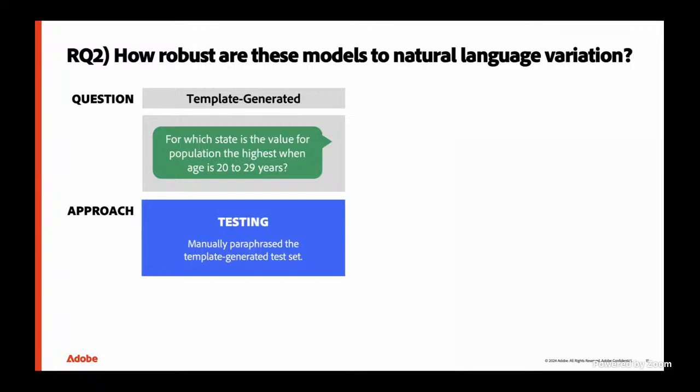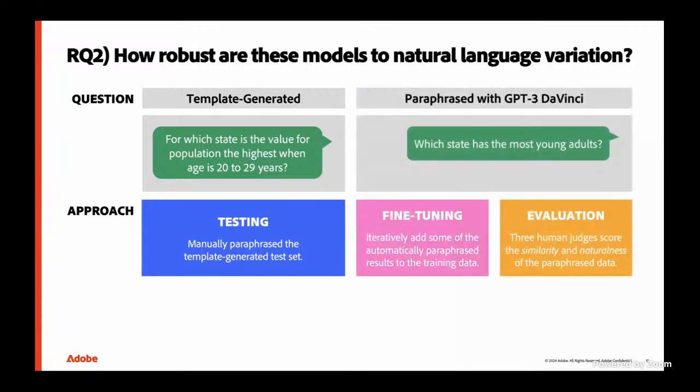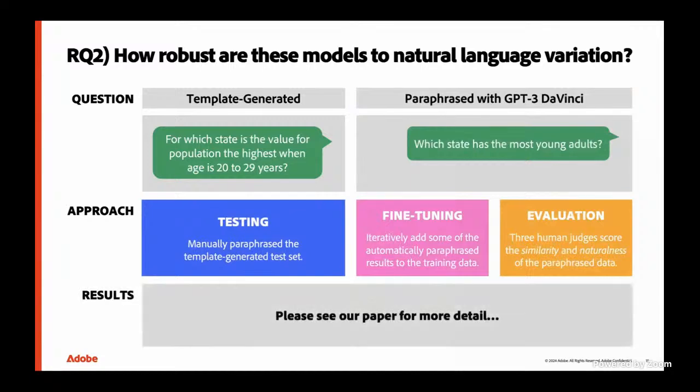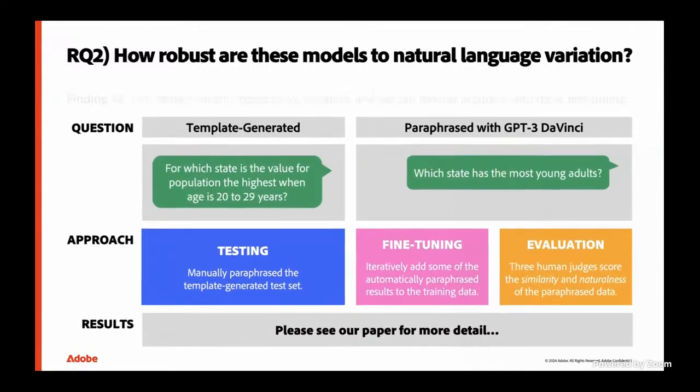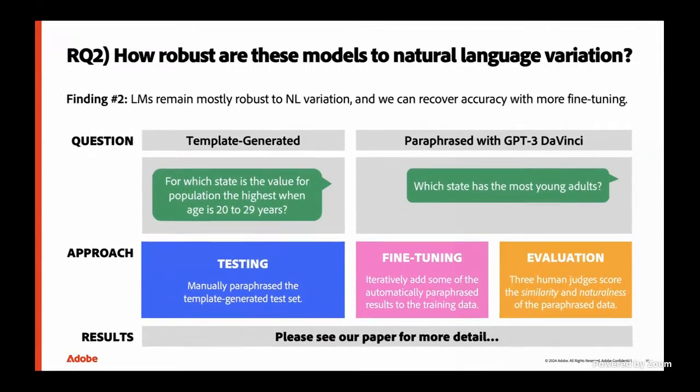We also ran some tests with automatically paraphrased questions using GPT-3 Da Vinci. But in the interest of time, I'll refer you to the paper for more detail on these results. The main takeaway I want to leave you with is that language models do remain mostly robust to natural language variation, and we can recover some accuracy through additional fine-tuning using automatically paraphrased data in the training dataset. Again, please take a look at the paper if you want to know more about this part of the work.